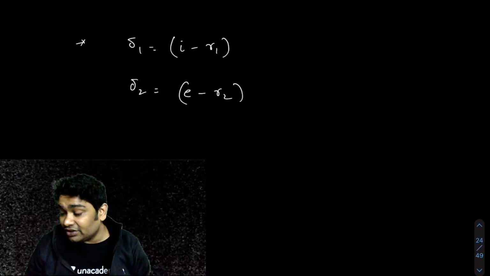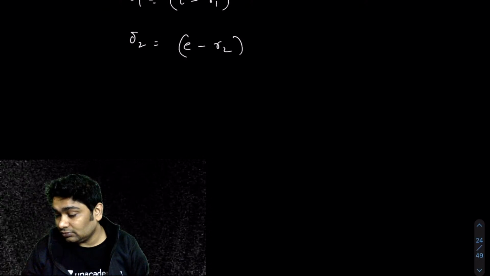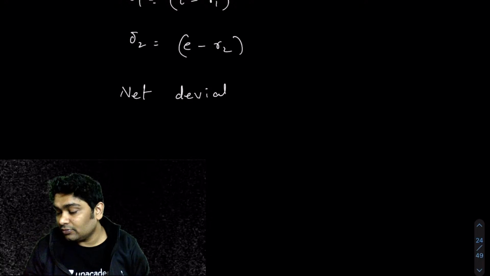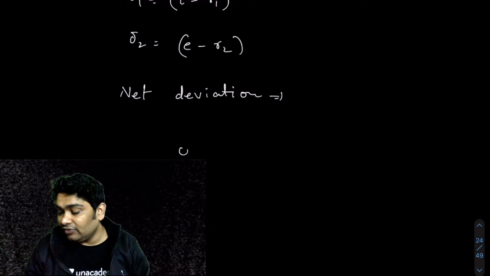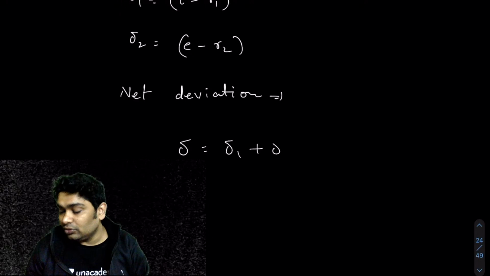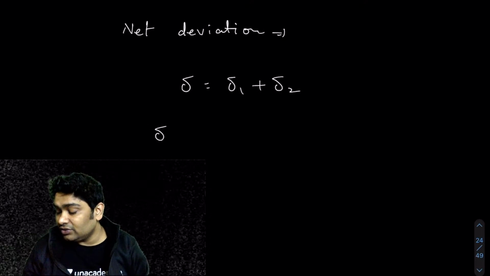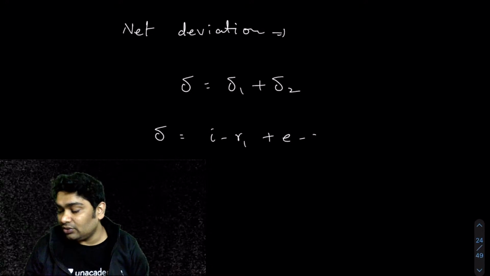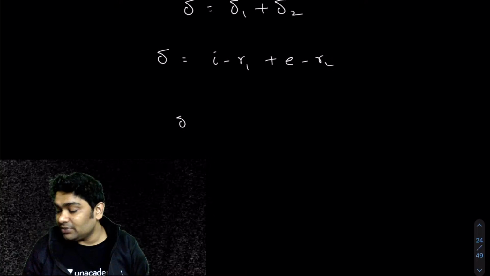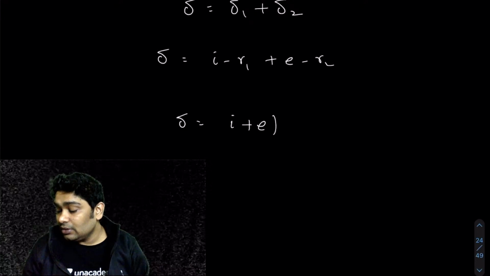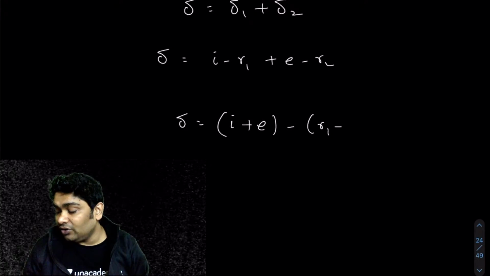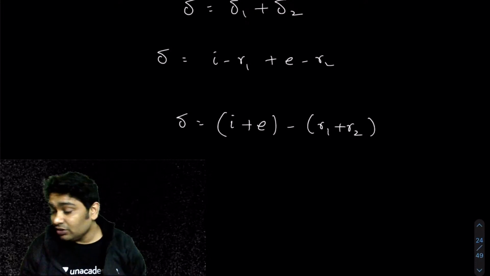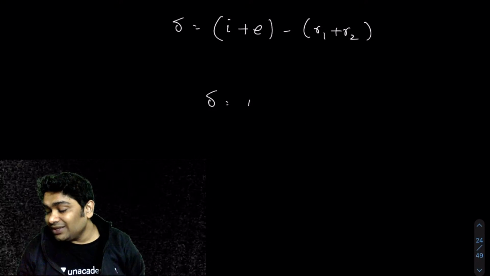So the net deviation, which is delta, would have been nothing but delta 1 plus delta 2. So can I say delta is equal to I minus R1 plus E minus R2? Delta becomes equal to I plus E minus R1 plus R2. And we already figured out what R1 plus R2 is. R1 plus R2 is nothing but the angle of prism A. So delta of a prism is this.